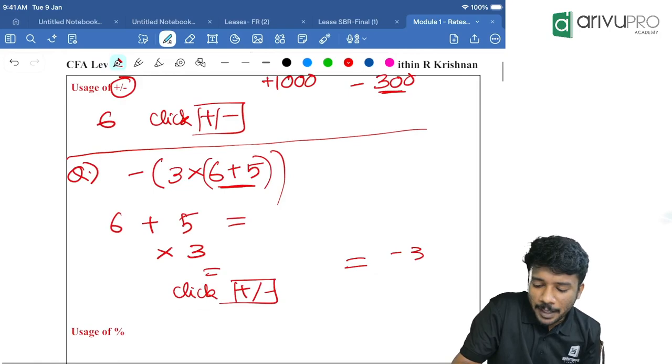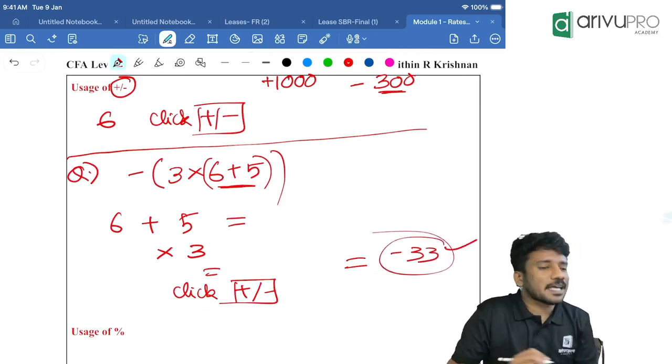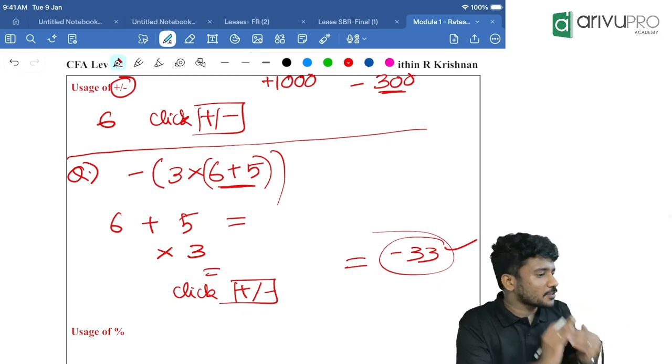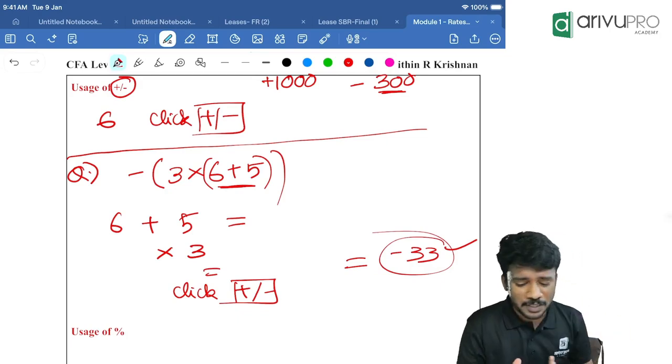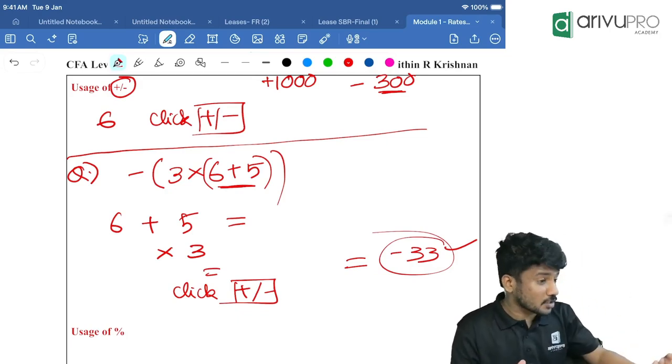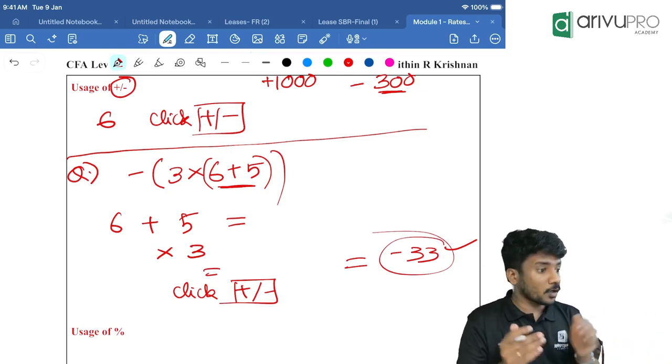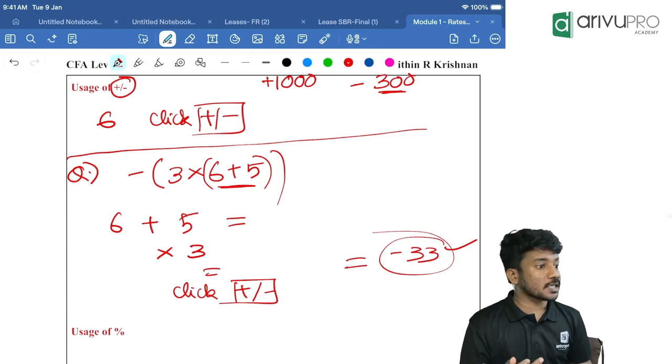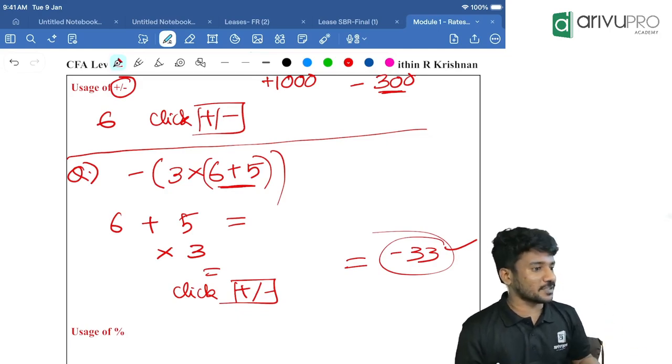Answer is minus 33. Anyone is having confusion over that? Please ask me right now. So when will we use plus or minus, whenever we want to change the value to negative, or what if the question is given in negative and we need to convert to positive?